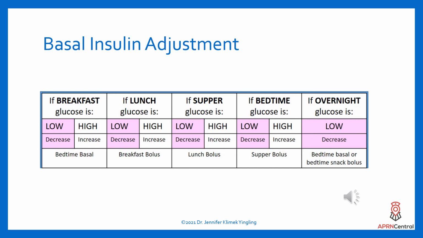At bedtime, if the glucose is low, you're going to decrease the evening dose. Or if it's high, you're going to increase it. And if overnight the glucose is low, you are going to decrease the bedtime basal or give a bedtime snack bolus.